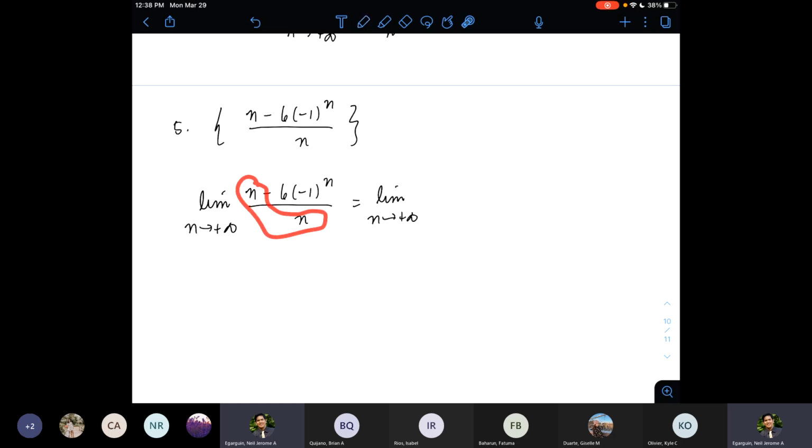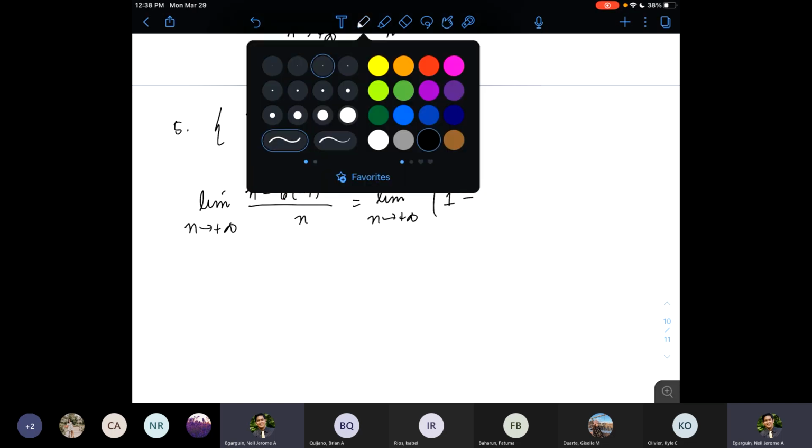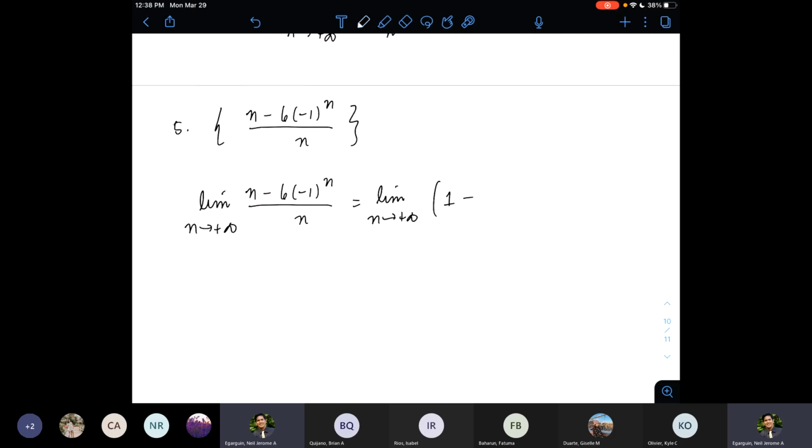So I can do the division term by term, right? n divided by n would be 1, minus, I'll divide these two, but that will still be 6 times negative 1 to the n, all over n, and take the limit as n approaches infinity. Well, we have seen that this type of sequence will go to 0, because the numerator in the long run is either plus or minus 6, but the denominator becomes very, very large. So it's plus or minus 6 divided by a large number. This will go to 0. So essentially, this would be 1 minus 0, and the limit is 1.